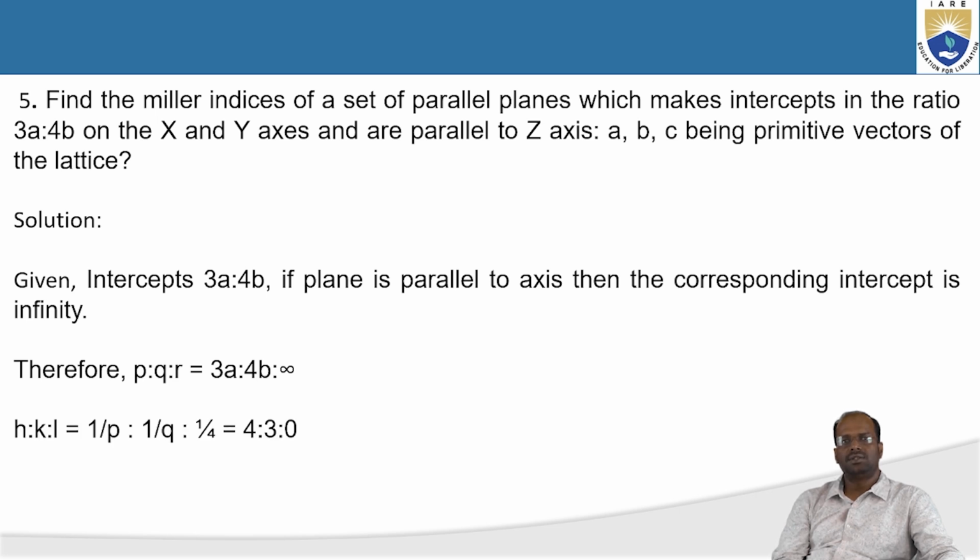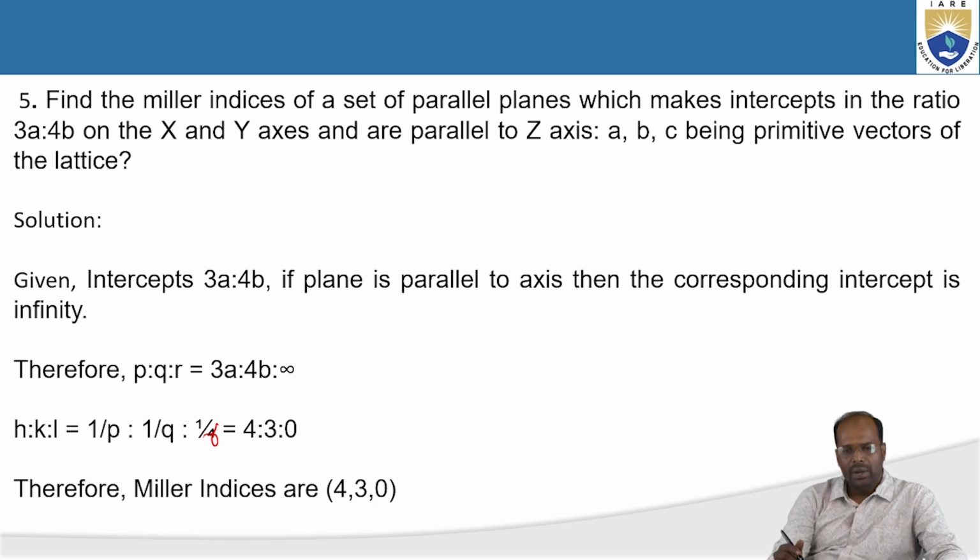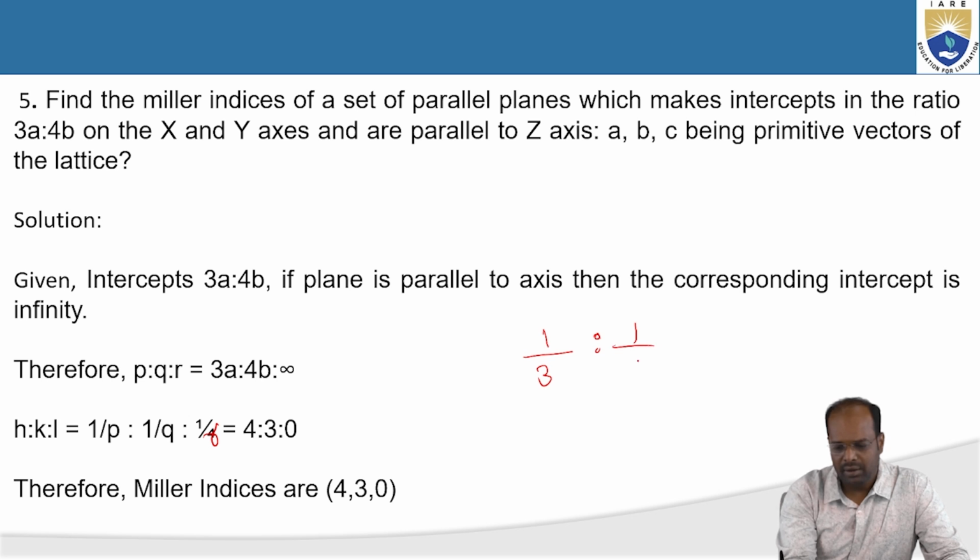So this expression, how we can write the reciprocal of p, q, r. The first step is h k l is equal to 1 by p, 1 by q, 1 by r. That is 1/3, 1/4, 1/∞. Just the reciprocal, and then we take the LCM. 1 by p is 1 by 3, then 1 by q is 1 by 4, and 1 by infinity is nothing but 0.